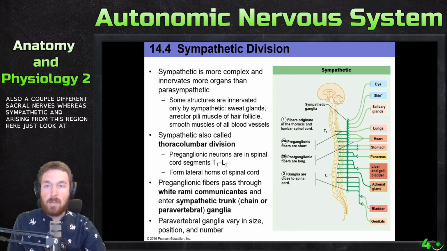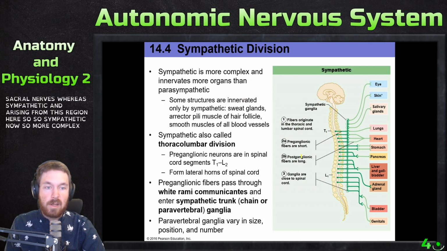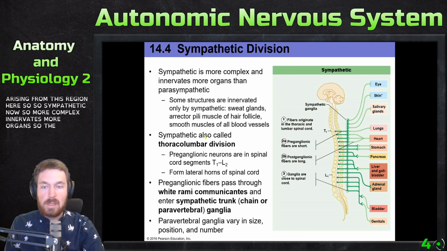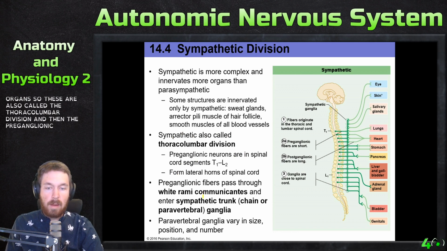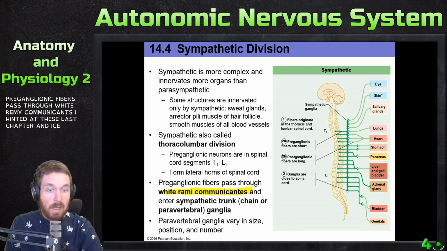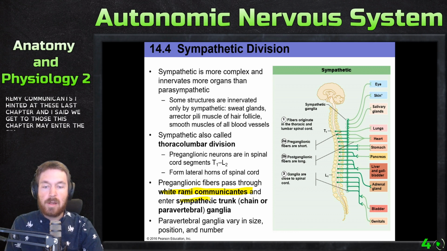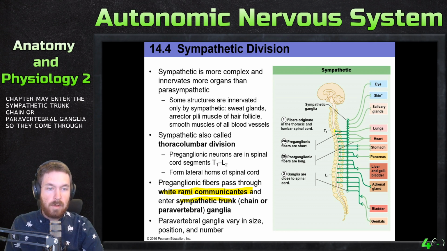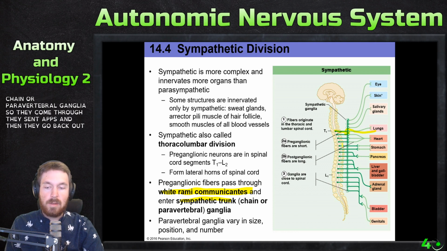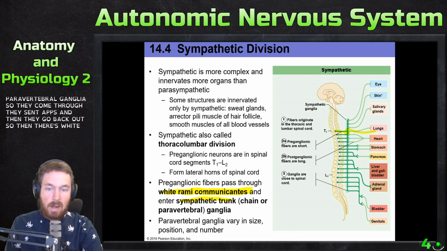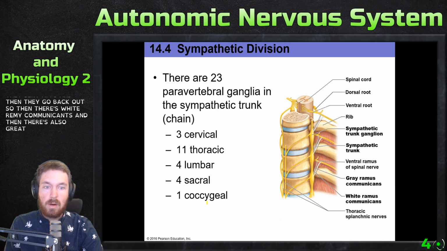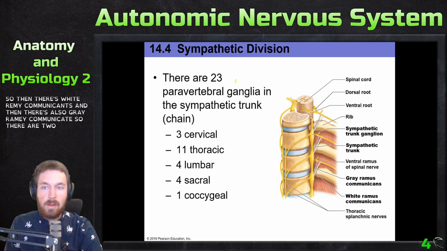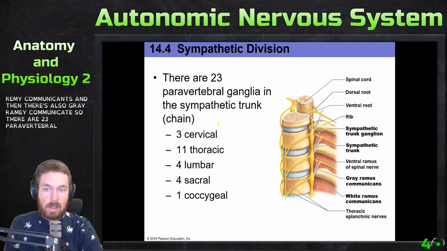So let's look at sympathetic now. It's more complex and innervates more organs. These are also called the thoracolumbar division, and the preganglionic fibers pass through white rami communicants. I hinted at these last chapter, and I said we'd get to those this chapter. They enter the sympathetic trunk, chain, or paravertebral ganglia. So they come through, they synapse, and then they go back out. So there are white rami communicants, and then there are also gray rami communicants. There are 23 paravertebral ganglia in the sympathetic trunk.